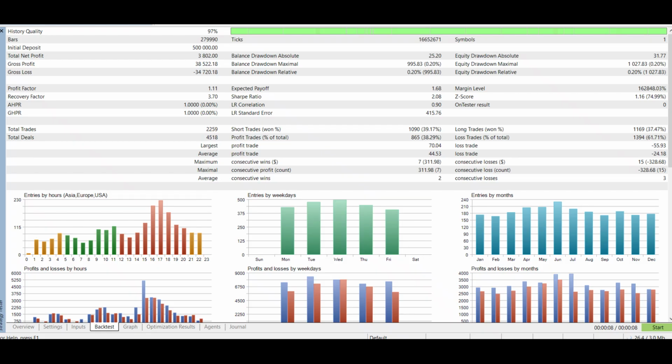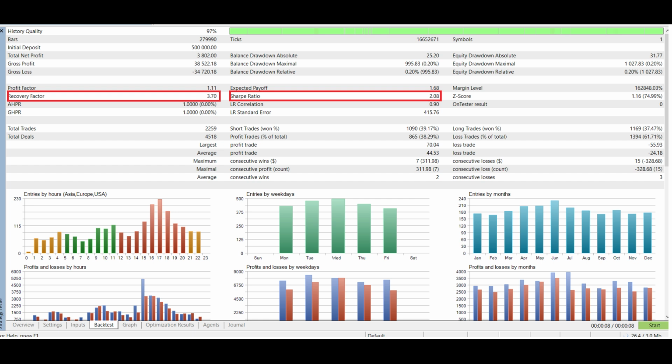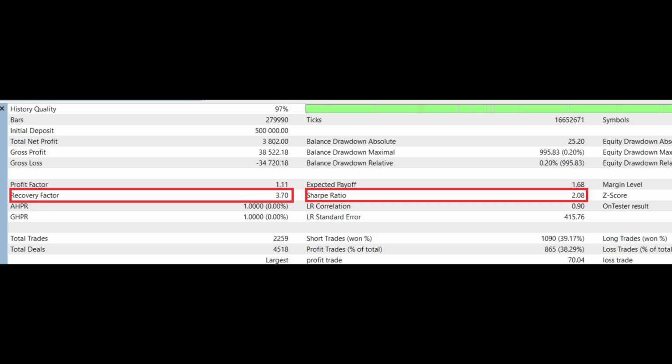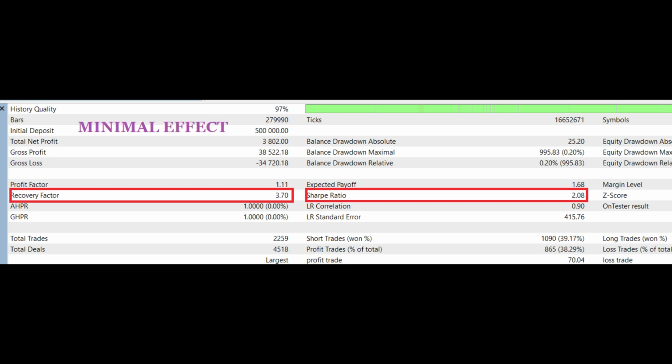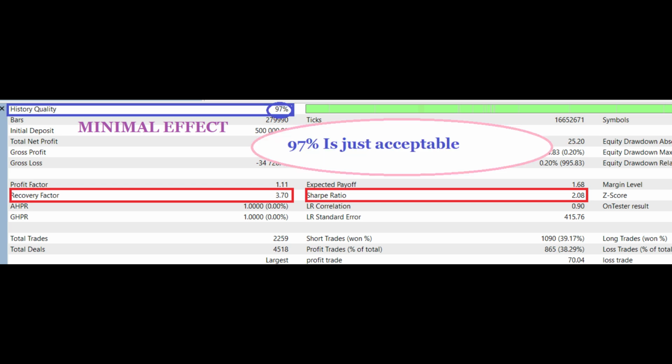Okay, in here you can see some evaluation scores. Most about Sharpe ratio and recovery factor. Recovery and Sharpe ratios are great enough to cover some previous weak points. The initial deposit, which is just for testing, has minimal effect on the final result. And 97% historic quality is acceptable for me.